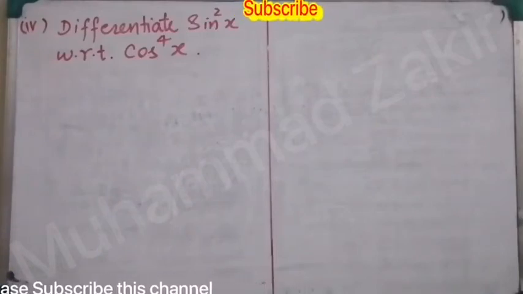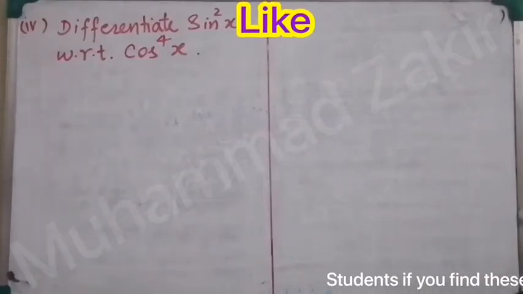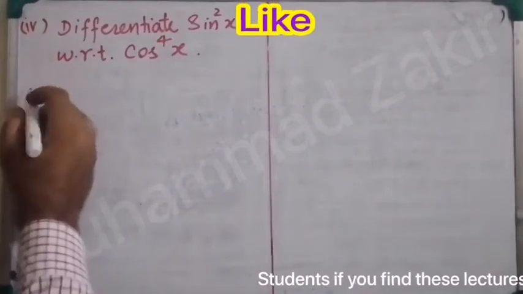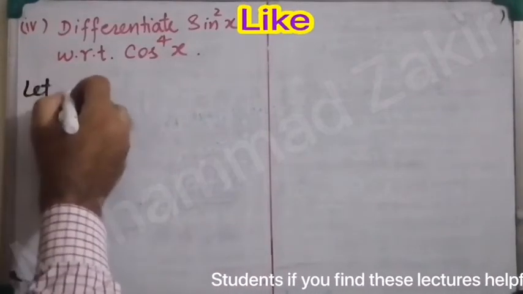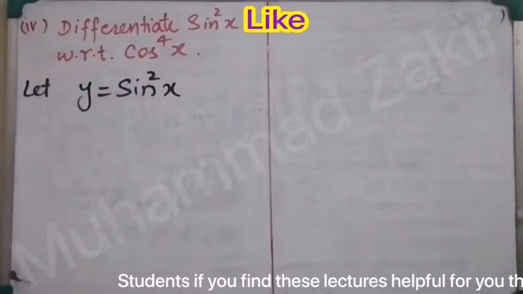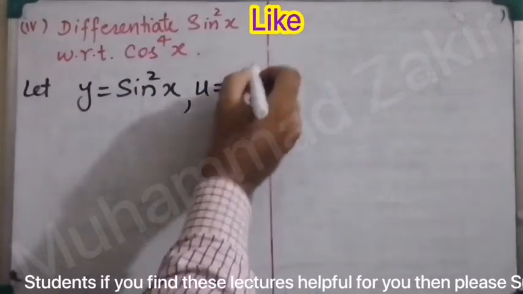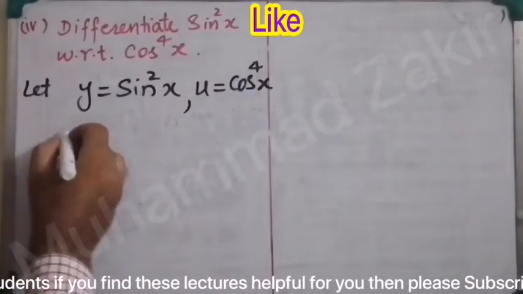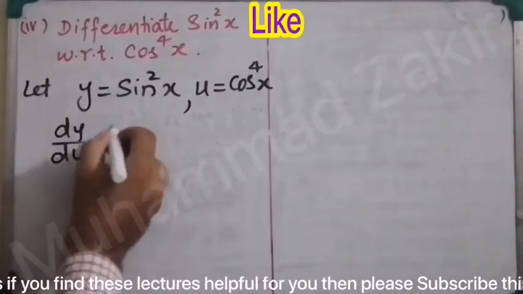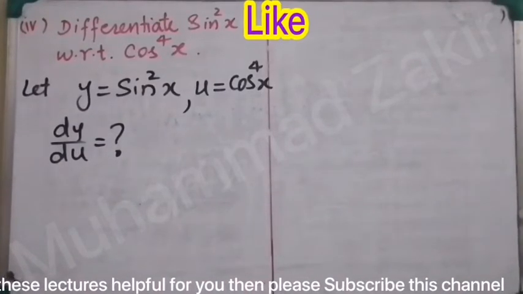So, one trigonometric function will be differentiated with respect to the other. One function we name y, the other function we name u, and the derivative of y with respect to u is required. So sine square x we name y, and cos power 4x we name u. Now dy by du is required. For this we know that we will have to use the chain rule. So let us begin solving.